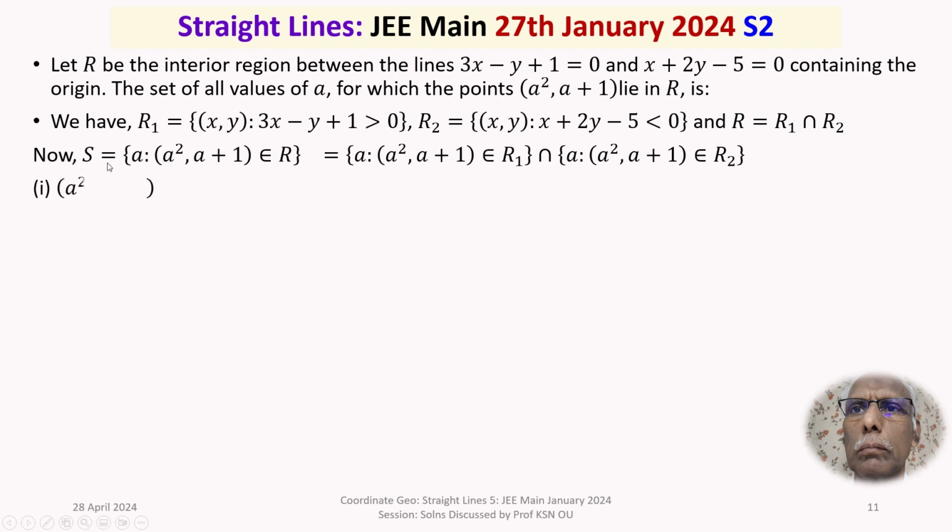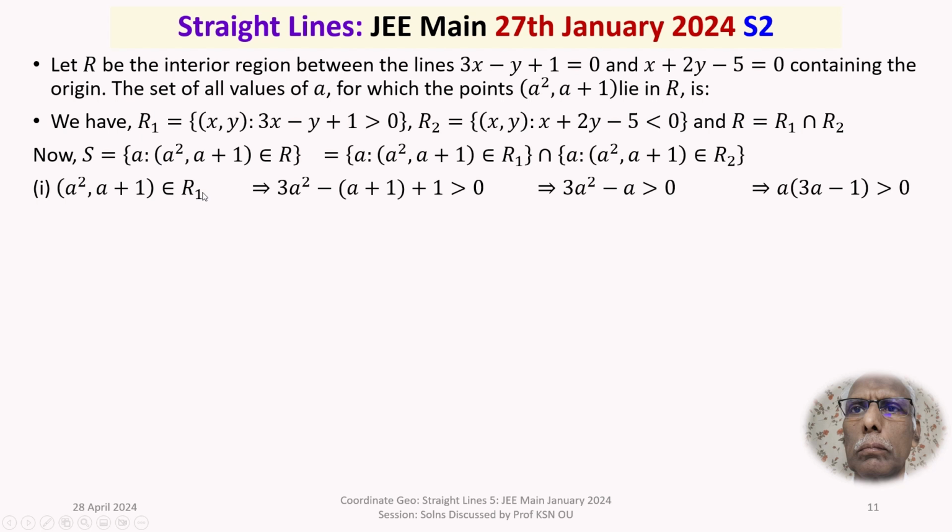Right. So first let us take (a², a + 1) belongs to R1. For any ordered pair to belong to R1, it should satisfy this inequality, 3x − y + 1 > 0. So (a², a + 1) belongs to R1 means 3 times x, a², minus y, a + 1, plus 1 must be greater than 0. Now simplify: 3a² − a > 0. Further simplification will give you a(3a − 1) > 0.